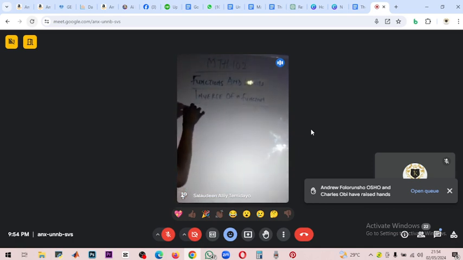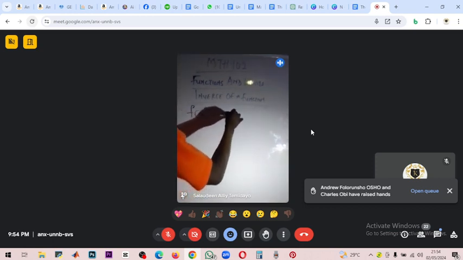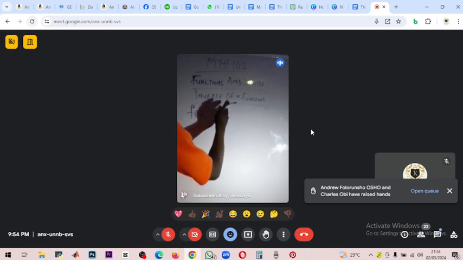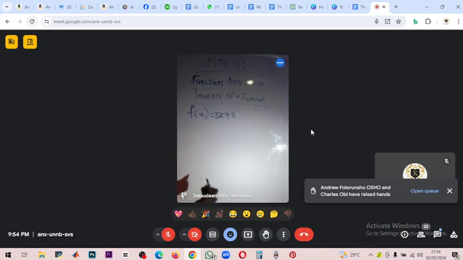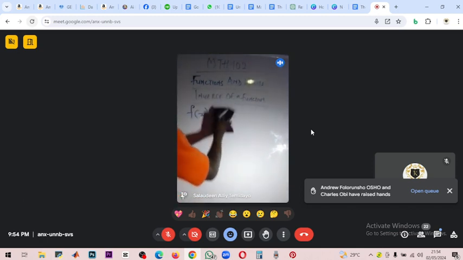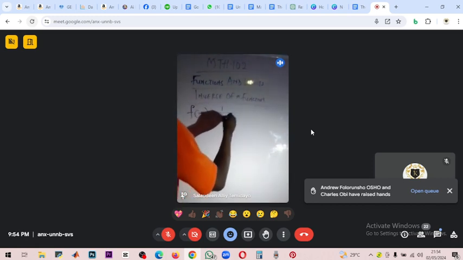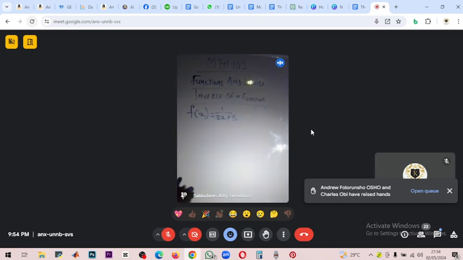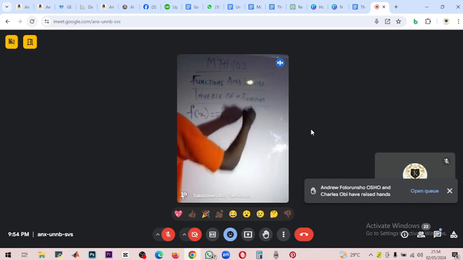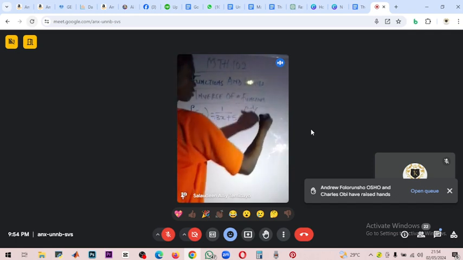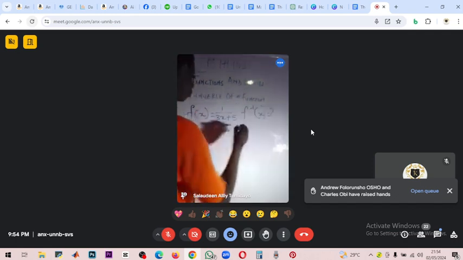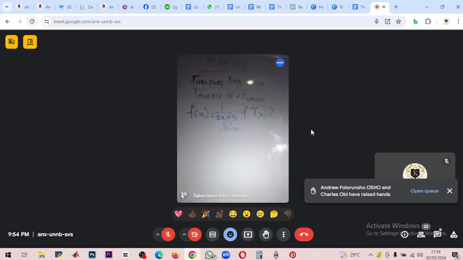Now another f of x is given as, let's use, 1 over 3x plus 5. Let's use a function like this: f of x equals 1 over 3x plus 5. Find f inverse of x.